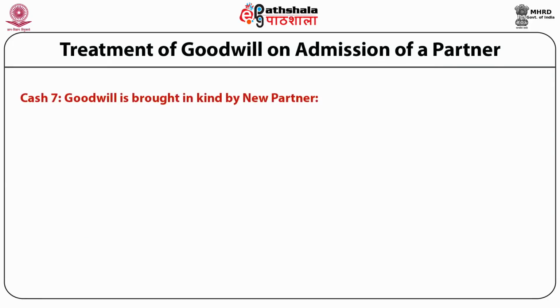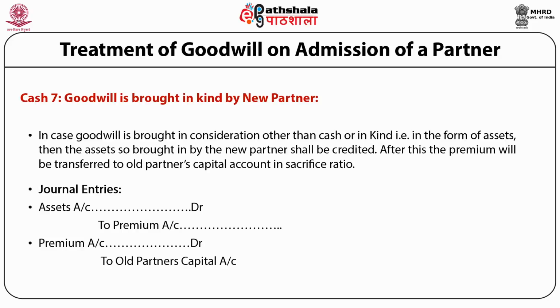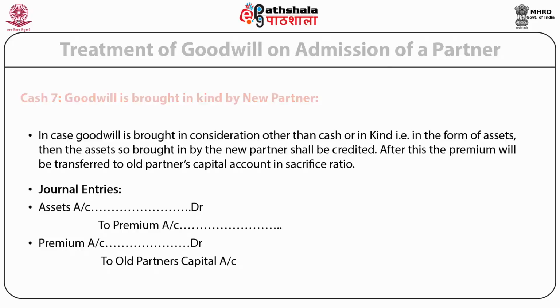Case 7. Goodwill is brought in kind by the new partner. In case goodwill is brought in as consideration other than cash, that is, in the form of an asset, then the asset so brought in by the new partner shall be debited. After this, the premium will be transferred to the old partners' capital accounts in the sacrifice ratio. The journal entry will be: asset account debited to premium, and premium account debited to old partners' capital account.